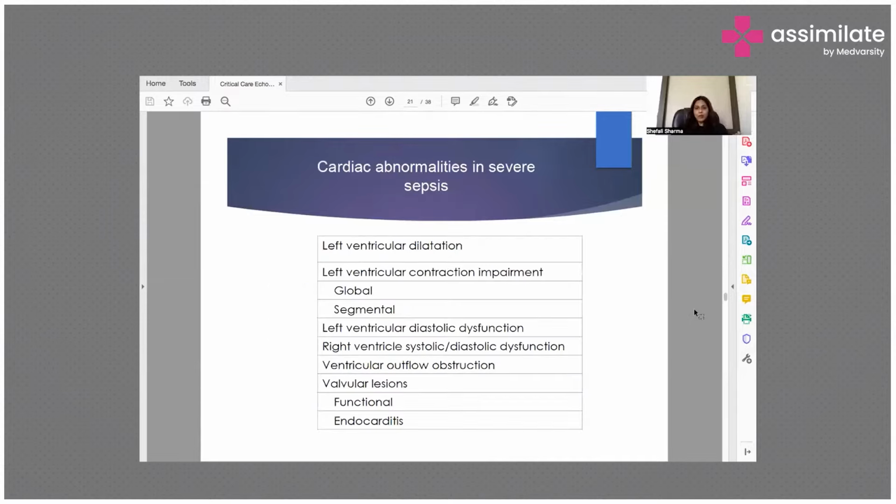The cardiac abnormalities which we find associated with severe sepsis or septic shock would be left ventricular dilatation and left ventricular contraction impairment, which could be either global or segmental. There is LV diastolic dysfunction. There could be right ventricular systolic or diastolic dysfunction. There could be a ventricular outflow obstruction, that is LVOT. Valvular lesions you can find, that is functional, or it could be endocarditis.